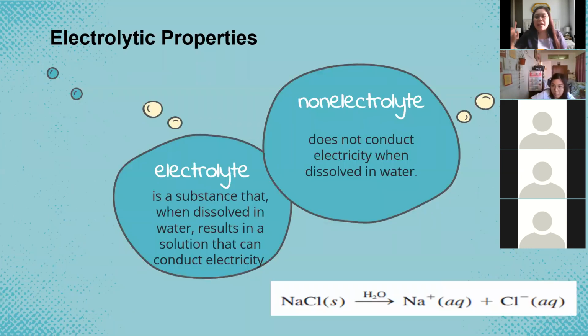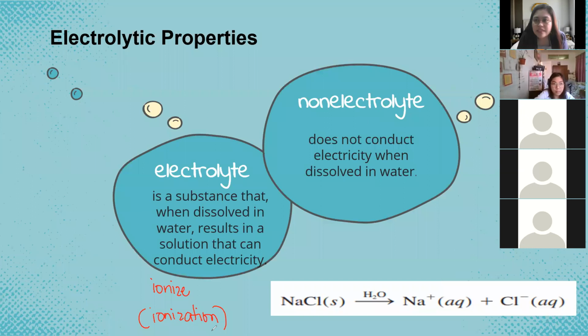Pag sinabing electrolyte class, these are substances that if you dissolve them in water, they will conduct electricity. Again, pag electrolyte, kapag nilagay natin siya sa tubig, magkakandak siya ng electricity. So bakit siya magkakandak ng electricity? Because electrolytes tend to ionize in water. The process is called ionization.